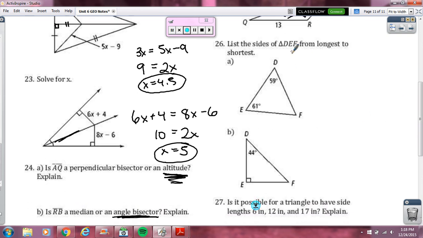Next, we've got to list the sides from longest to shortest. I'll need to figure out this missing angle by doing 180 minus 59 and then minus 61. So this angle is 60. And if I want the longest side, I'm going to start from the largest angle. So the longest side is DF. Medium would be across from the medium angle. So the medium side is DE. And then the small side will be across from my small angle. So that would make EF.